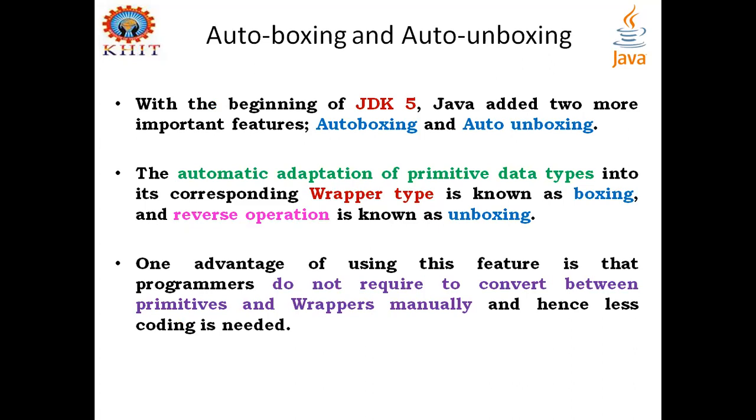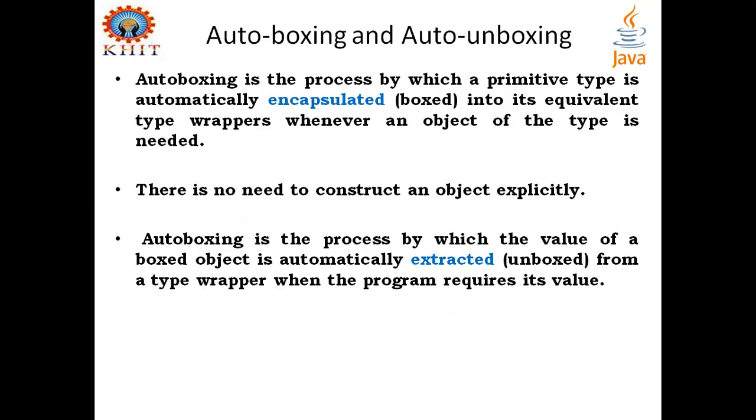The reverse operation is known as unboxing, which means converting and accessing the values of the primitive type from the wrapper. One advantage of using this feature is that programmers do not need to convert between primitives and wrapper types manually, and less coding is needed. By using auto boxing and auto unboxing, the conversion process is automatically taken care of by these features added from the beginning of JDK 5.